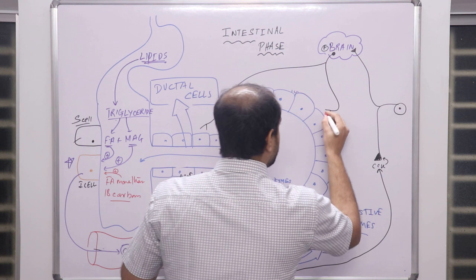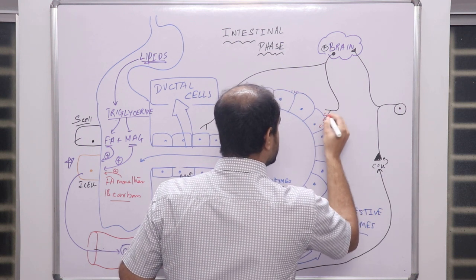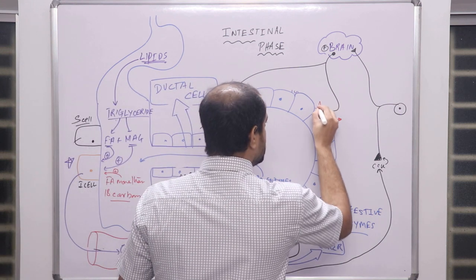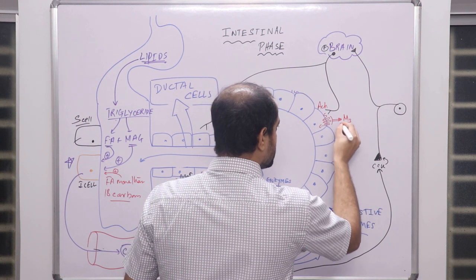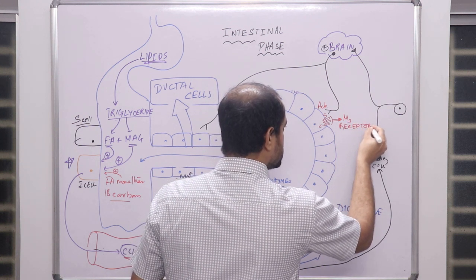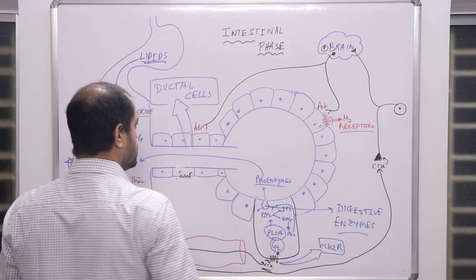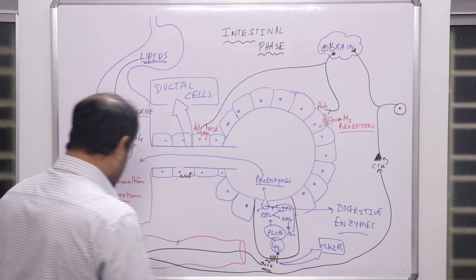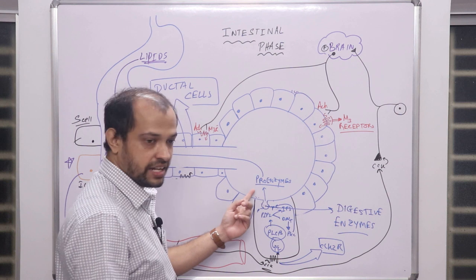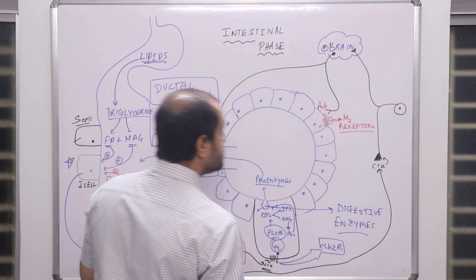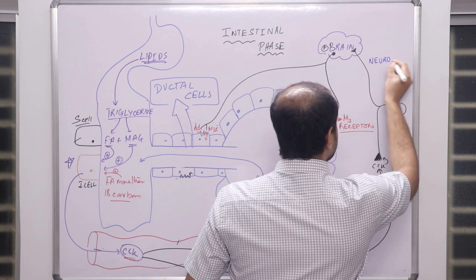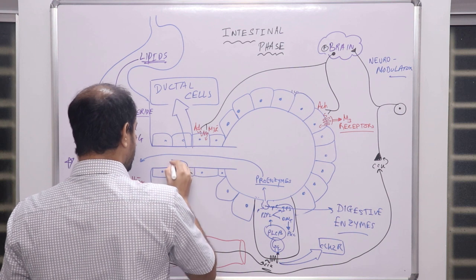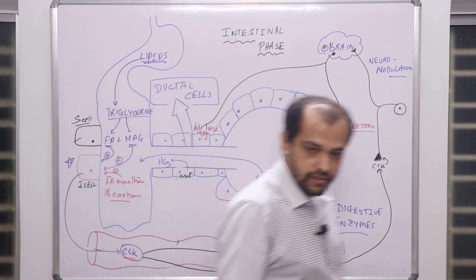Now acinar cells have receptors for acetylcholine, ACh. Clear? And these receptors are called M3 receptors, and these are also coupled to Gq. So this is how CCK-PZ acts as a hormone so that proenzyme activity can be increased. But on the other hand, it acts as a neuromodulator, so that both secretion of HCO3 minus as well as proenzyme is increased from the pancreas. Clear?